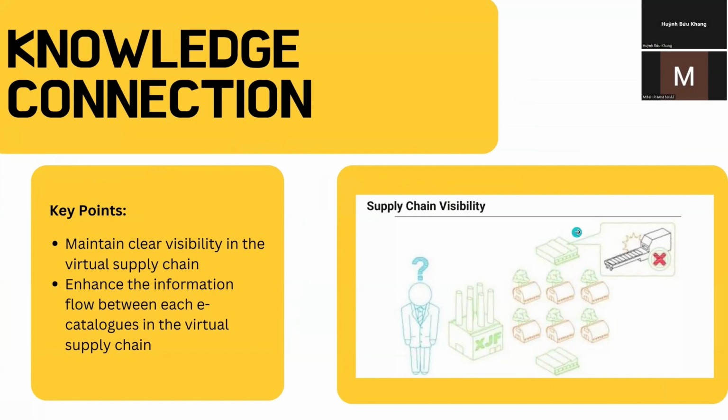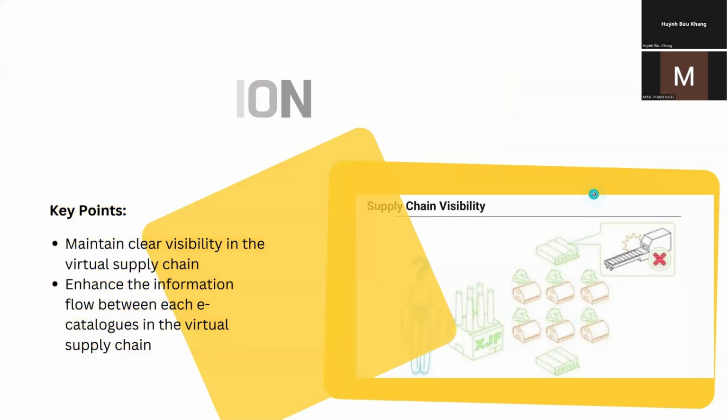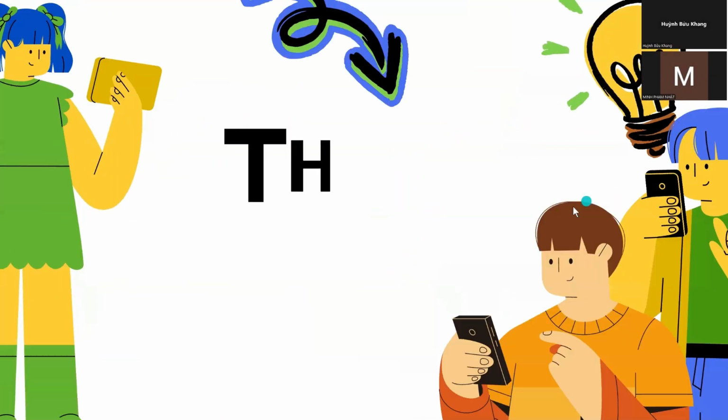By analyzing the paper, we know that the collaboration and connectivity between each node in the supply chain is really important. For that reason, based on what we have learned, we think that supply chain visibility is the key point. By sharing enough information and data between each catalog, the virtual supply chain will surely maintain efficiency and enhance its performance. And that's all for our presentation.